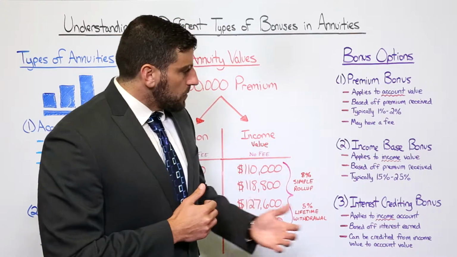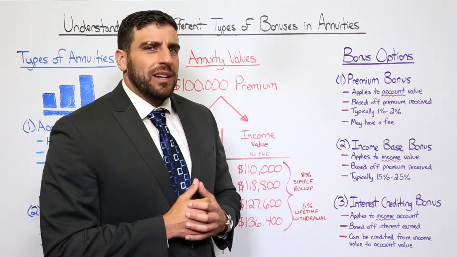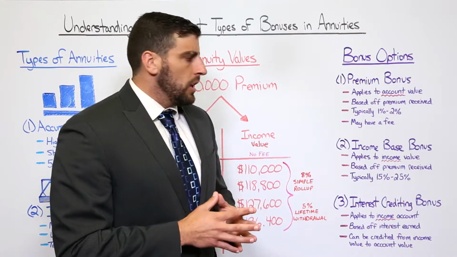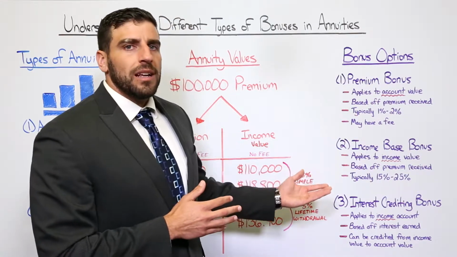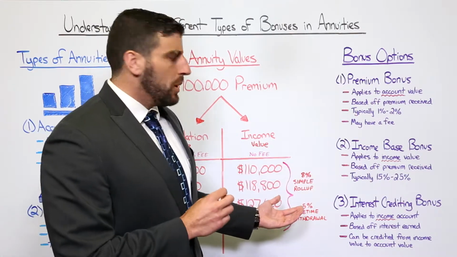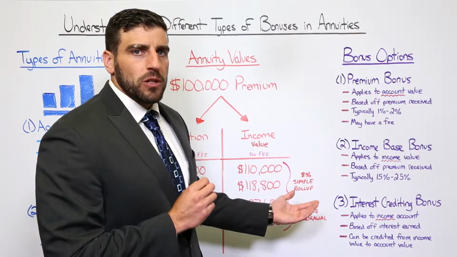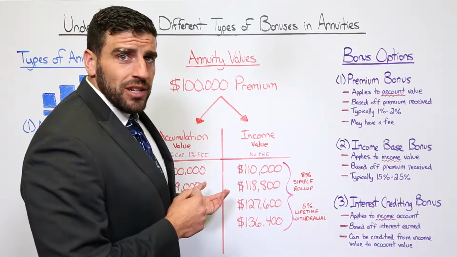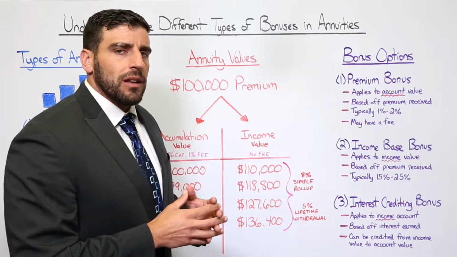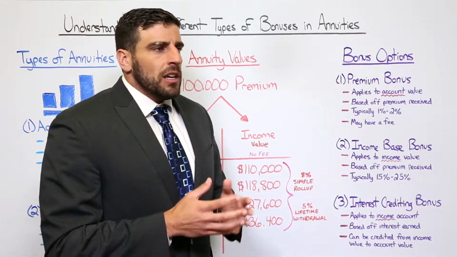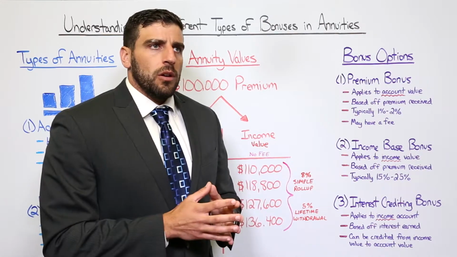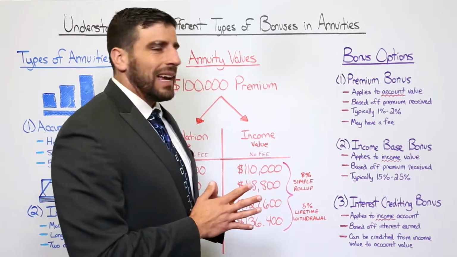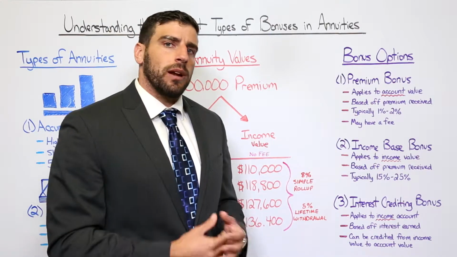Now, finally, we're going to look at the interest crediting bonus. How that works is it's going to apply to the income account only. However, it is a little bit more complicated, and the reason is because it could be credited from the accumulation account or the income account. An example of that would be, there are 2 different products that do it those 2 different ways. In one of the products, we're going to look at what's called a 15% interest crediting bonus.